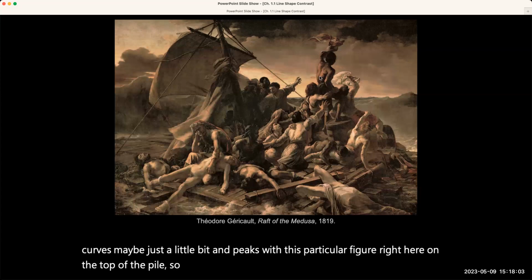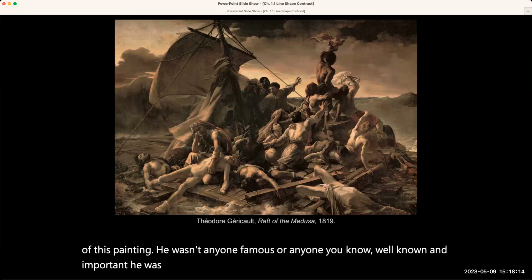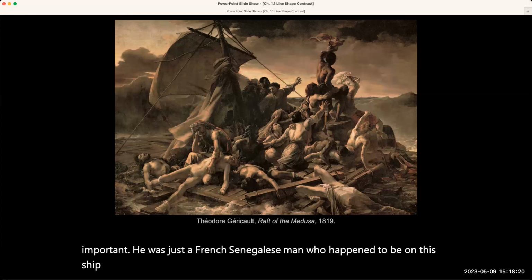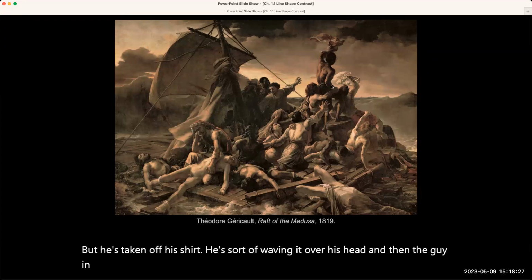So this is a figure that the artist has chosen to make the hero of this painting. He wasn't anyone famous or well-known and important. He was just a French Senegalese man who happened to be on this ship. But he's taken off his shirt, he's sort of waving it over his head, and then the guy in front of him is also waving this fabric.